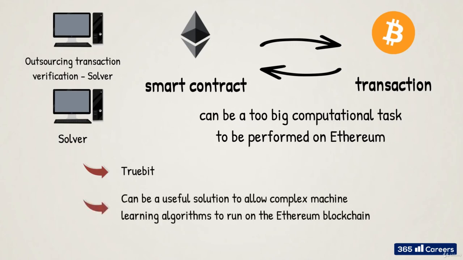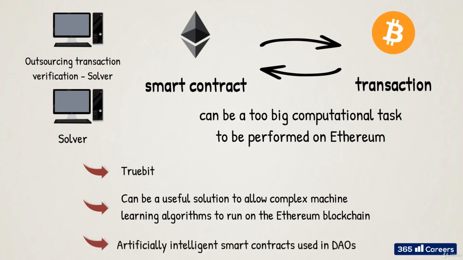Truebit can be a useful solution to allow complex machine learning algorithms to run on the Ethereum blockchain, thus enabling artificially intelligent smart contracts that can be used to run decentralized autonomous organizations. Remember that we covered this topic in our Ethereum section.